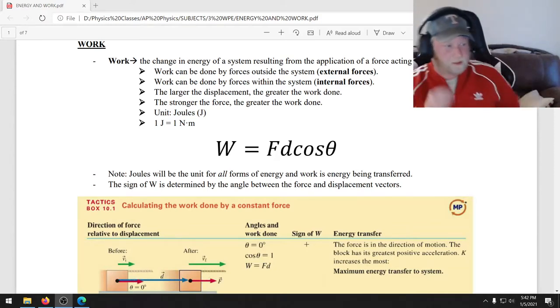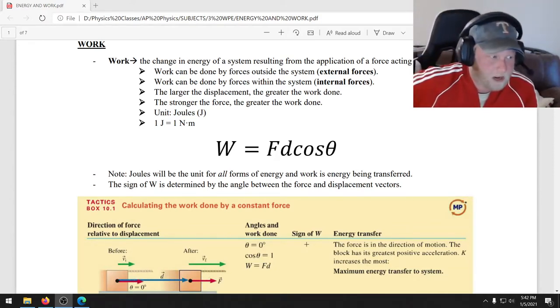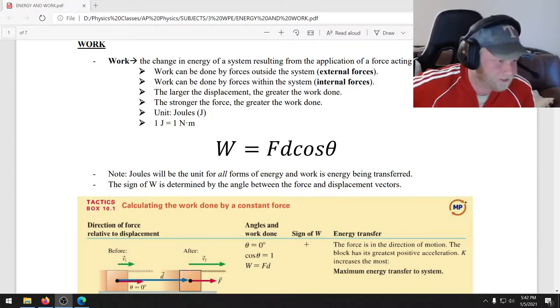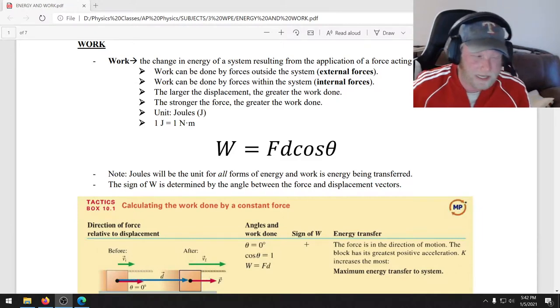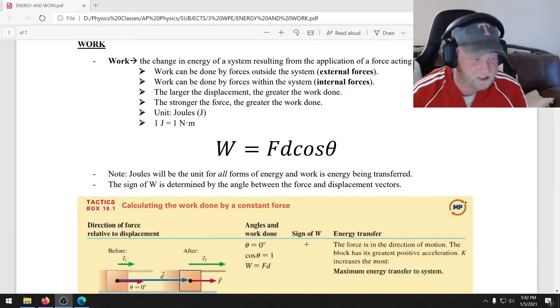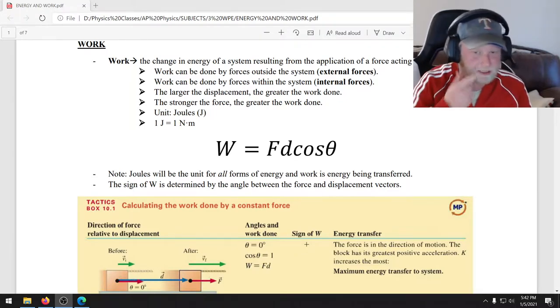All right, let's talk about work and power. Now, work we can define as the change in energy of a system as a result of a force acting over some distance. We'll get back to the energy portion of that definition in probably the next lecture when we talk about energy.